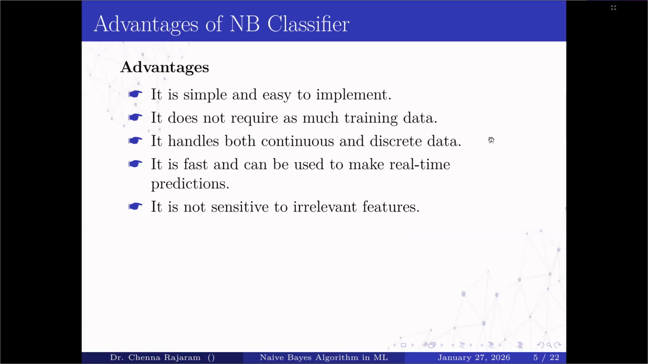What are the various advantages of the Naive Bayes algorithm? It is simple and easy to implement, and it does not require as much training data, and it handles both continuous and discrete data, which we are going to discuss with a civil engineering related example. And it is fast and can be used to make real-time predictions, and it is not sensitive to irrelevant features.